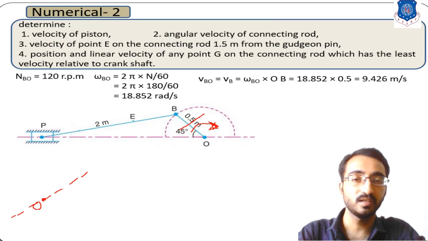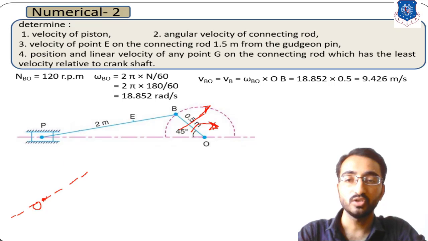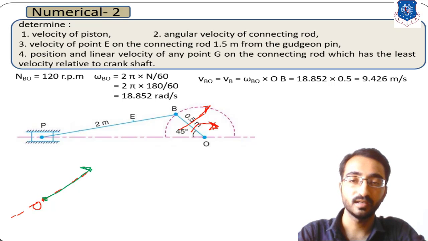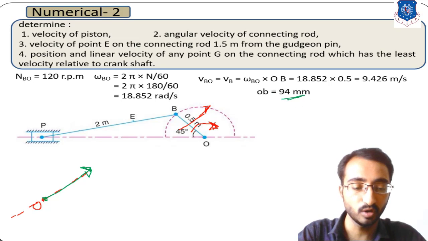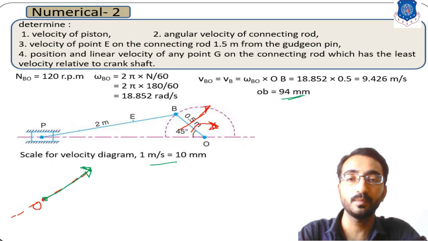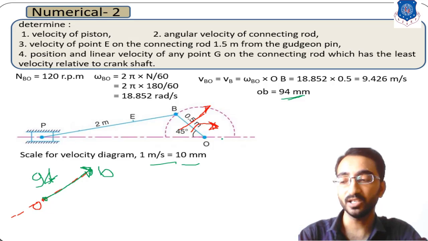So the velocity will be in upward direction only. So you have to sketch over here that now you will consider that the length of link OB will be in upward direction. The amount of length is equal to 94 mm because we have considered the scale as 1 meter per second is equal to 10 mm. So over here you will get point B, which is your length of 94 mm. So you will sketch one line of 94 mm in upward direction perpendicular to line OB.